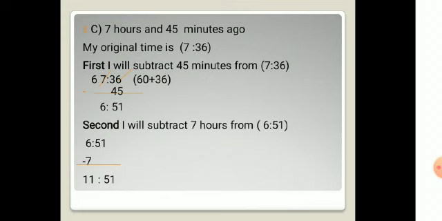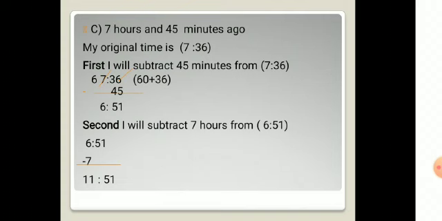Relating earlier questions, when I find minutes up smaller than minutes down, I have to do what? I have to borrow. Borrow what? Borrow from the hours, 1 hour, which is 60 minutes. So I have to add to the 36, 60 minutes. It will be what? Excellent, 96. 96 minus 45 will give me, yes, 51.